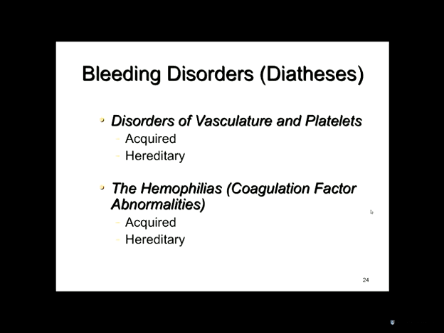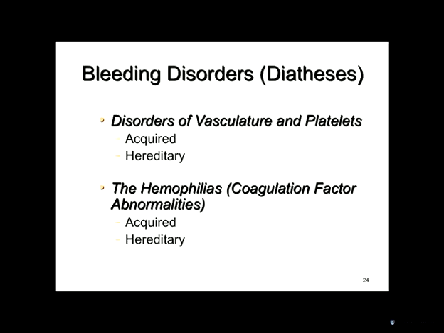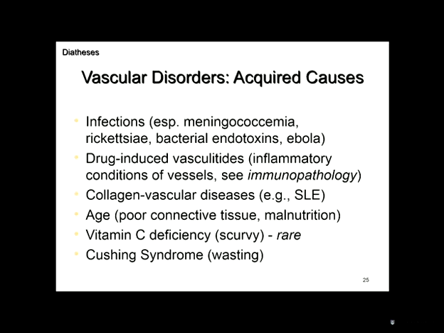Hemophilias, where the problem is with the coagulation factor abnormalities. So you can already see, since these tend to be much more similar to each other, and coagulation factor deficiencies look very, very different, present differently, that's why they're grouped separately. So disorders of vasculature and platelets go together, and hemophilias or coagulation factor abnormalities are a separate group.